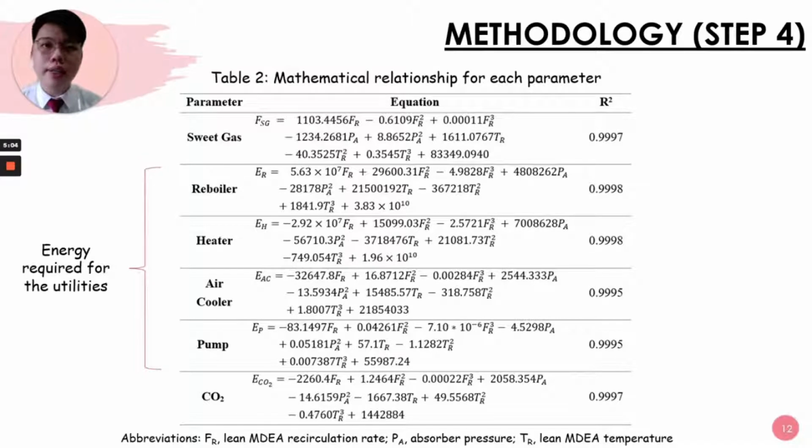The flow rates of sweet gas, the energy streams required for the utilities such as reboiler, heater, air cooler, and pump, as well as the flow rates of carbon dioxide were modeled as a function of other independent variables discussed beforehand. The relationships among each independent variable were deduced from the results generated in the process simulation model. Correlations between them were then established using data fitting and regression function in Microsoft Excel and summarized in Table 2.